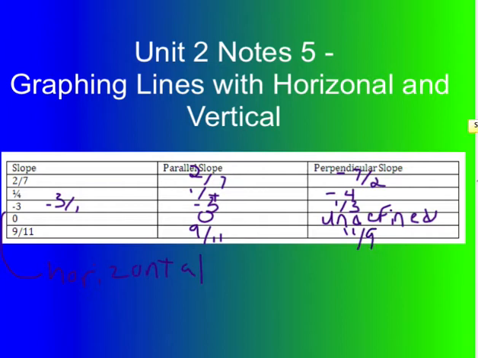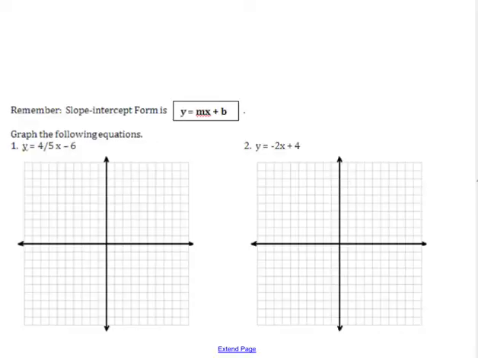Let's graph some lines, because that's fun to do, right? Let's review this. Remember that slope-intercept form is y is equal to mx plus b. If we have something like y is equal to 4/5 x minus 6, I'm crossing the y-axis at a -6. So let's count down. Here's our 0. We go down 1, 2, 3, 4, 5, 6. And that's the point we're going to be plotting right there.